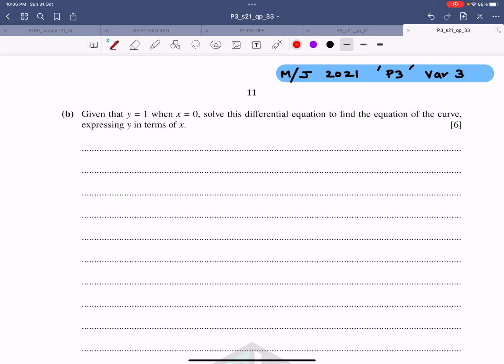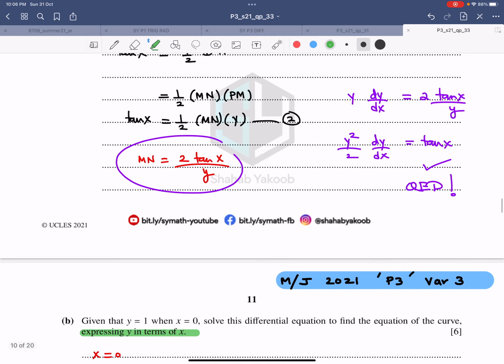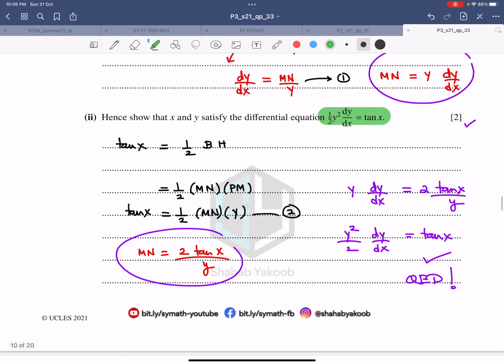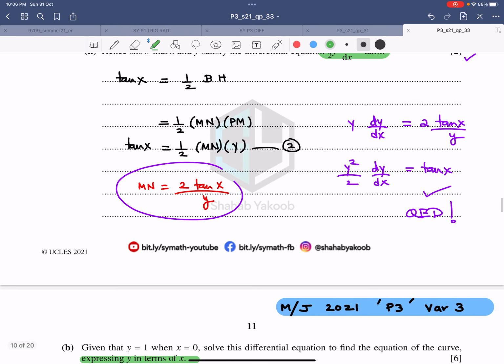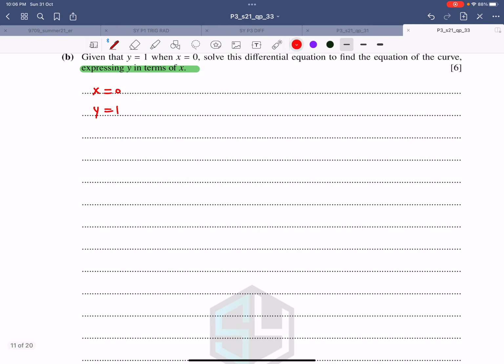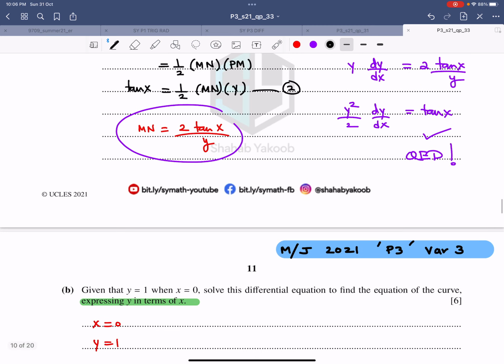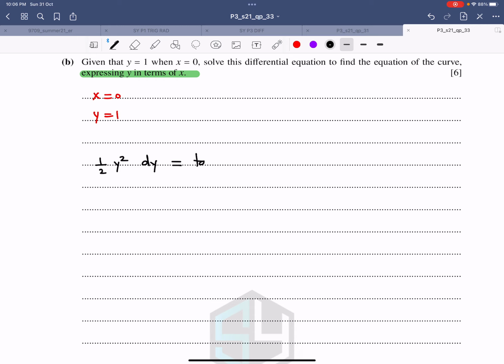Now it says, given that when x is 0, y is 1, solve this differential equation, find the equation of the curve expressing y in terms of x. So we are looking for a particular solution. So our equation is y square over 2 dy by dx is tangent x. Half y square dy is equal to tangent x dx. That is what we are out to solve.